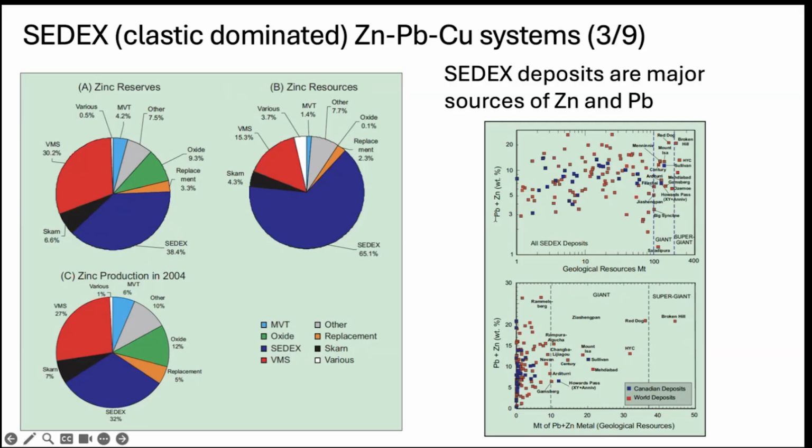Okay. On the right-hand side, the upper plot shows the resources in millions of tons versus combined lead and zinc in weight percent. And basically what it's showing is that there's Canadian deposits and worldwide deposits. We can get some pretty massive ones, so super giant ones. And then the bottom plot just shows the grade versus the tonnage, so how many millions of tons there are of ore, of metal. And you can see Broken Hill, which is one in Australia, is a supergiant deposit.